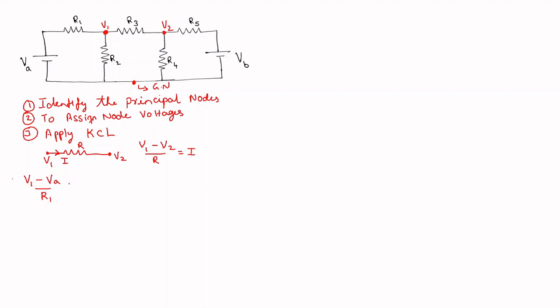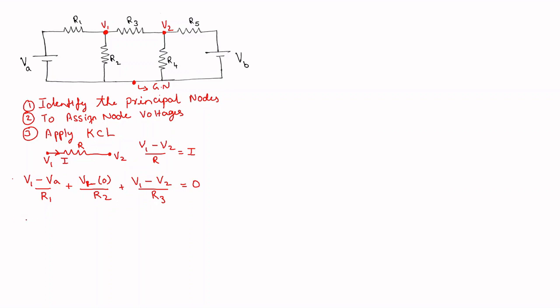So V1 minus 0 divided by R2. And the current through R3 is given by V1 minus V2 divided by R3. So the sum of all currents is equal to 0.